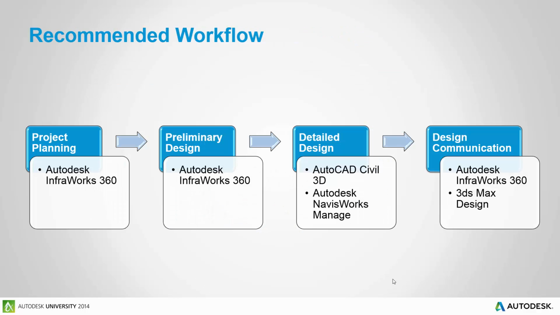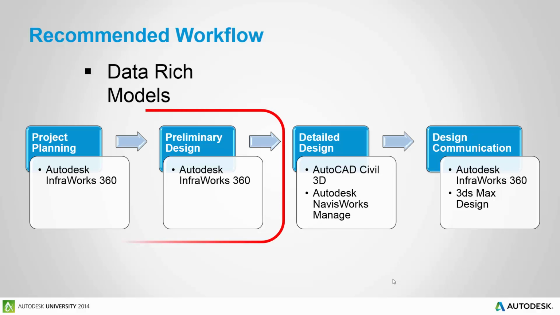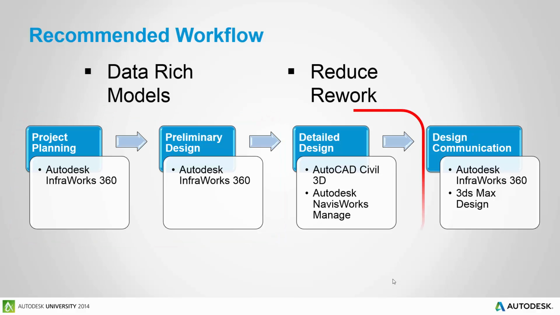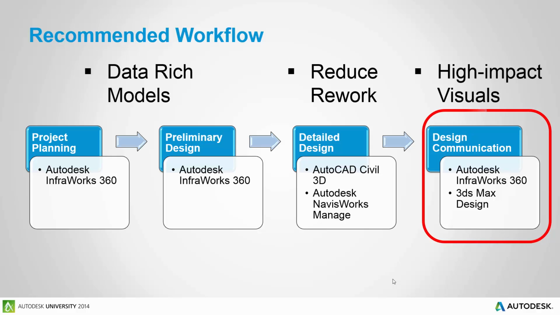So what does that look like? The recommended workflow is that you'll start with Autodesk InfraWorks 360 to build data-rich models. And then you'll take that data-rich model and reduce rework by pulling it into Civil 3D and Navisworks Manage. And by using the same model, you're not having to redo a lot. And then finally, you'll take it back into InfraWorks 360 and 3ds Max Design for those high-impact visuals.